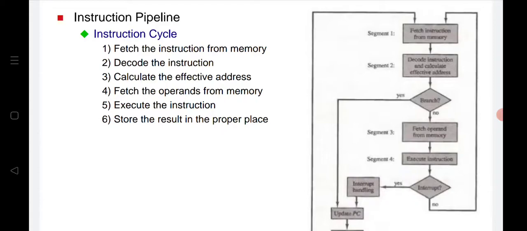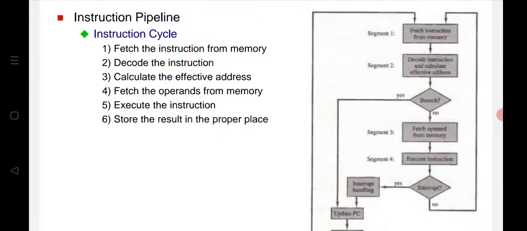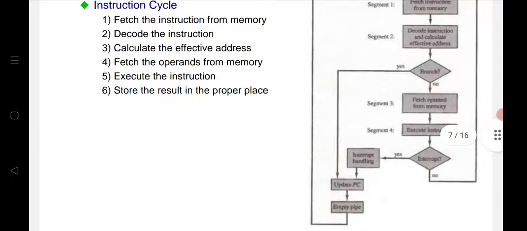After execution of the instruction, is there any interrupt or not? If there is no interrupt, it returns back to fetch the instruction from the memory. If there is an interrupt, it is handled and the PC is updated. Next, empty the pipeline and return back to the main program. If there is a branch instruction, then I change my program counter address value, empty the pipe and return back to the main program.